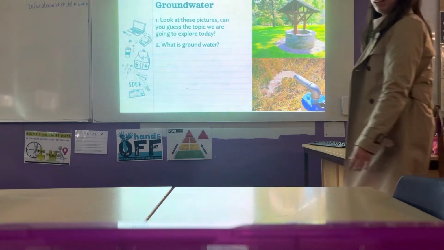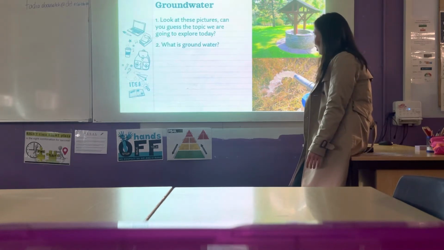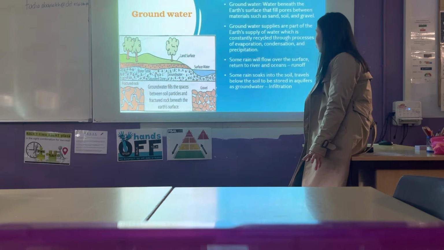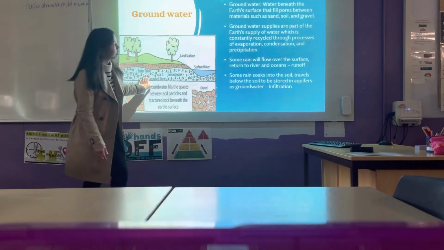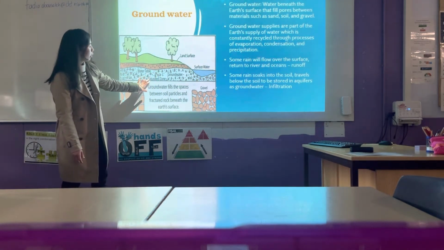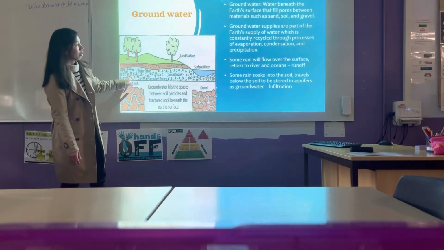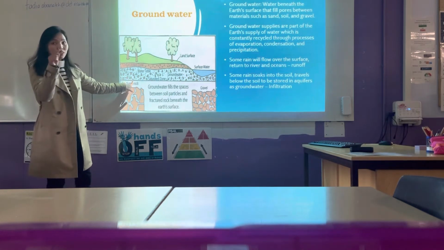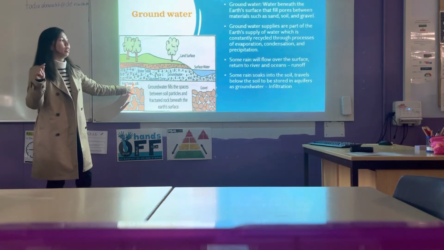So what is groundwater, class? Anyone? Yeah, groundwater is water coming from the ground. Well done. Okay. And then I want you to see how groundwater supplies are associated with the natural water cycle. So groundwater is water beneath the Earth's surface that fills pores between materials, such as sand, that you can see in here, soils, and gravel. Okay. Groundwater supplies are part of Earth's water supplies. We constantly recycle water through the processes of evaporation, condensation, and then precipitation.